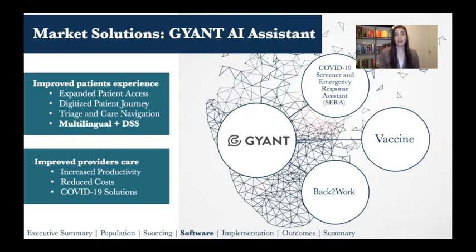Giant has developed a detailed plan for COVID-19, which includes deploying a virtual assistant chatbot on hospital websites, mobile apps, and patient portals to help patients and hospital staff screen for infection, get questions answered, learn about testing options, schedule vaccine appointments, and stay safe when going back to work.